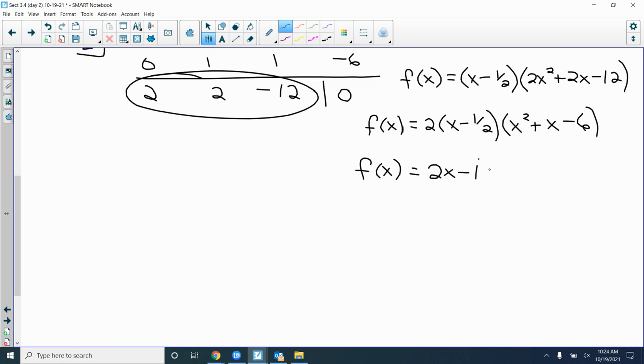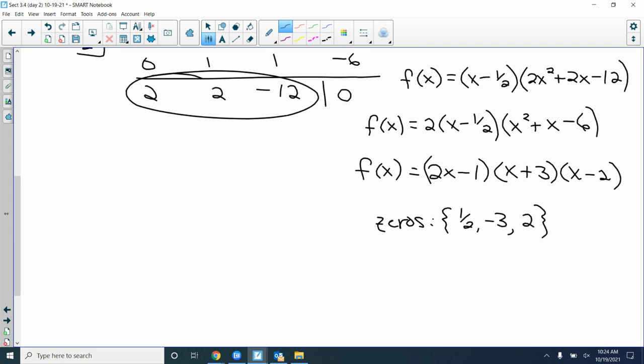That's where the 2x minus 1 comes from. Now, what happens to that? Factor it. That one factors into what? X plus 3, x minus 2. So what are my zeros? This is my factored form, and my zeros are 1 half, negative 3, positive 2.